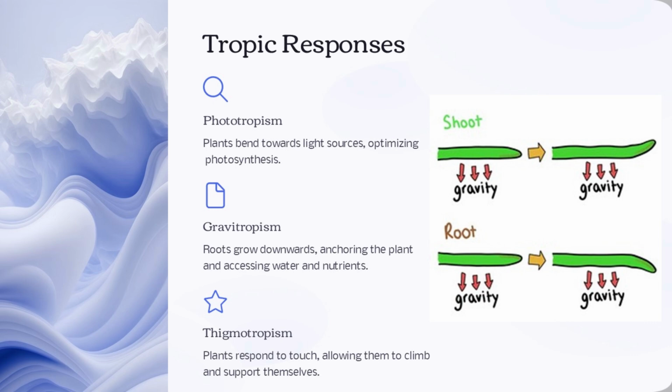Thigmotropism is the response of plants to touch, which enables them to climb and support themselves, like vines wrapping around a trellis. These tropic responses are critical adaptations that allow plants to thrive and grow in their environments.